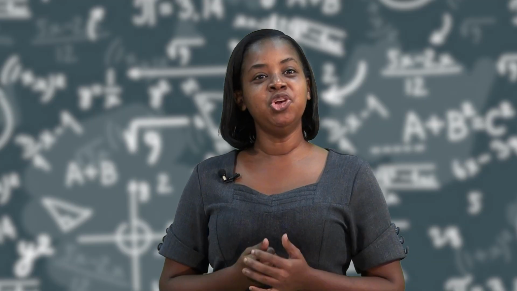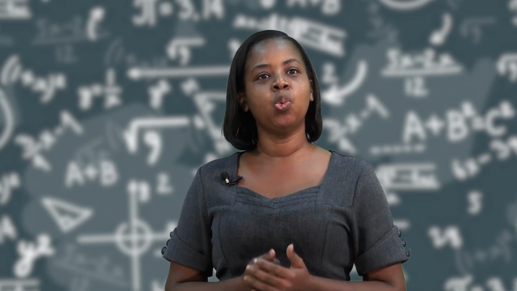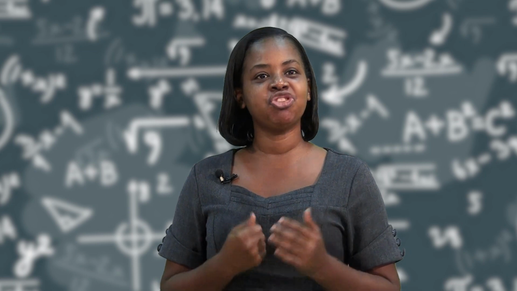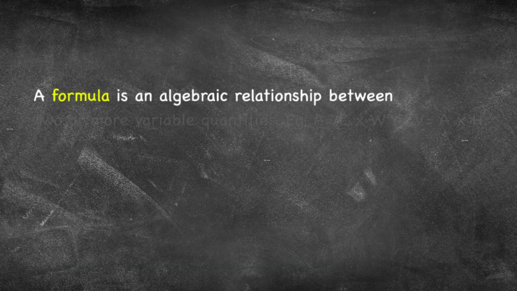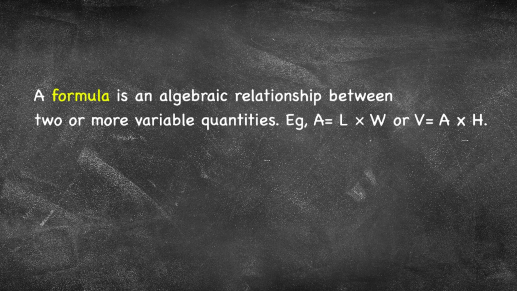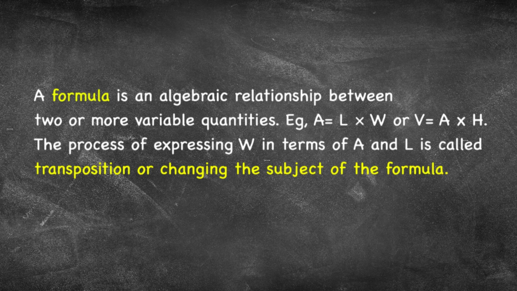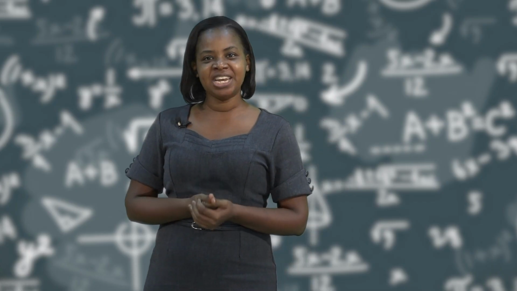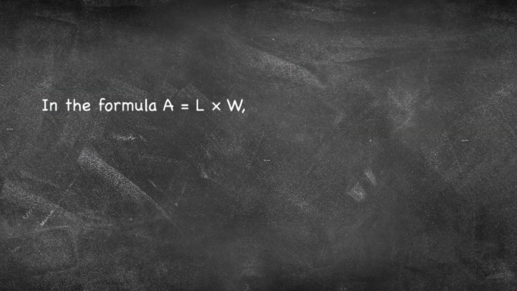Let us start off by looking at what is a formula and what is meant by the concept transposition. A formula is an algebraic relationship between two or more variable quantities. Example, A is equal to L times W, or V is equal to A times H. The process of expressing W in terms of A and L is called transposition, or changing the subject of the formula. Can you recall the formula for finding the area of a rectangle, boys and girls?